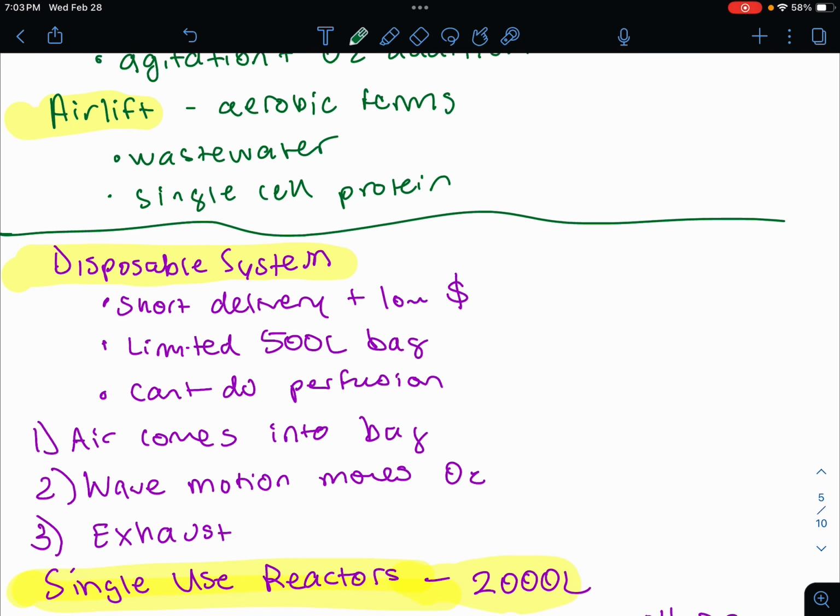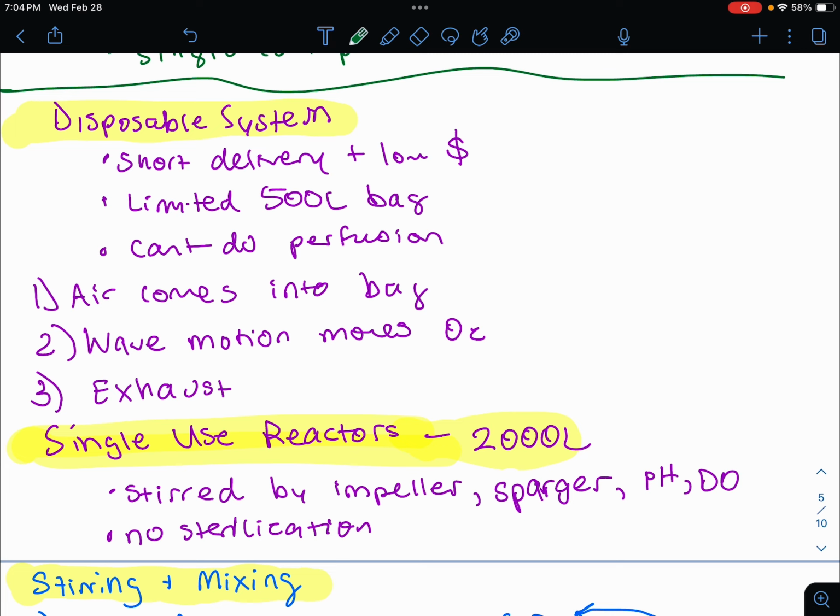Let's talk about disposable systems, also known as wave bioreactors. You're going to have a ready-to-use system, no sterilization. You don't need cleaning validation either. You just have short delivery times as well as low initial investment costs because you're just getting this reusable bag. However, there is a scale limit, so you're limited to a 500-liter scaled bag. It's difficult to run complex processes such as perfusion.